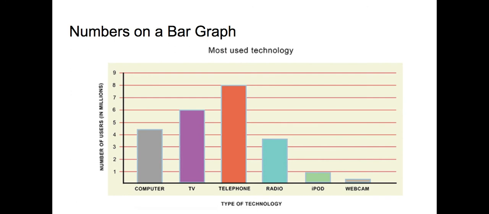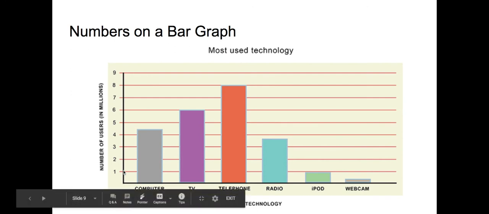Something I want to point out is the numbers in a bar graph. Here it looks like they're going 1, 2, 3, 4, and so on. But if you read the label on the axis, these are numbers in millions. So it's 1 million, 2 million, 3 million.